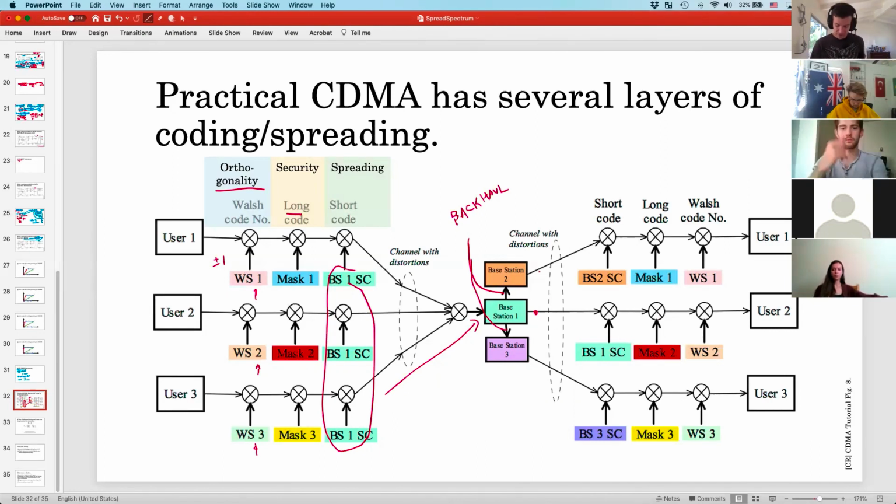And so the idea is that on the transmission side, if receive user 1 is connected to base station 2, then they're going to despread with base station 2's short code, and then despread using the security mask number 1, and then de-orthogonalize with the Walsh code number 1. So what should happen is that these two should match from transmit to receive, and the short code will be unique per base station.